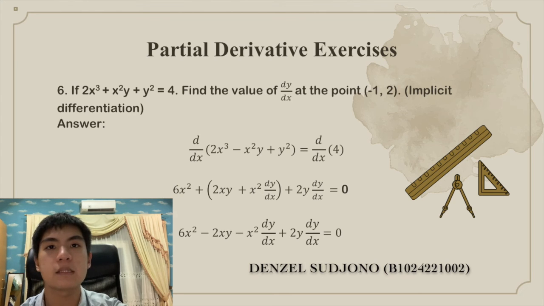d per dx times 2x to the power of 3 plus x to the power of 2y plus y to the power of 2 equals d per dx times 4. Then we get 6x to the power of 2 plus 2xy plus x to the power of 2 dy per dx, and then plus 2y dy per dx equals 0.